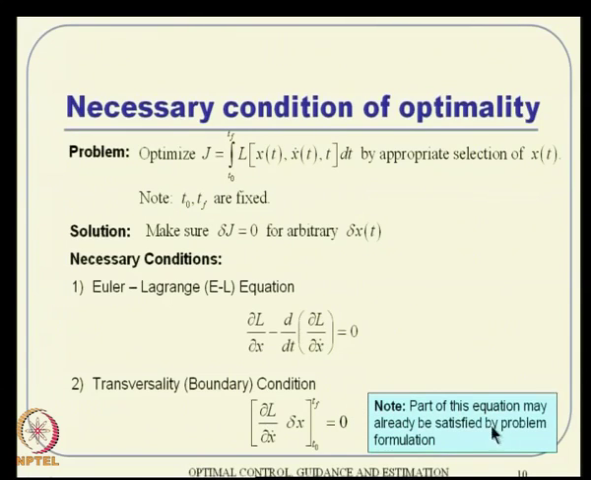We also noted that part of this equation might already be satisfied by the problem formulation. In other words, if your x0 is fixed, it is not free, then the delta x0 is already 0, so this condition is already satisfied. Whatever is not satisfied, you can extract from there. Remember, this equation is valid for the entire path from t0 to tf, whereas these conditions are valid for t0 and tf only. This will give a differential equation, and this will give a corresponding boundary condition. Using these two, we are supposed to solve the optimal dynamic optimization problem.